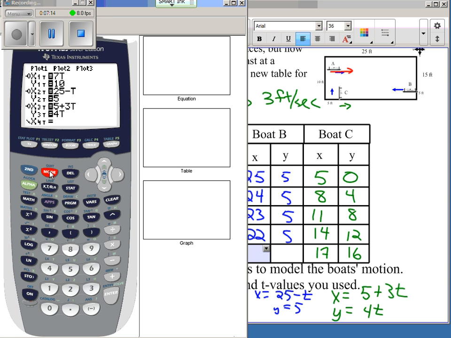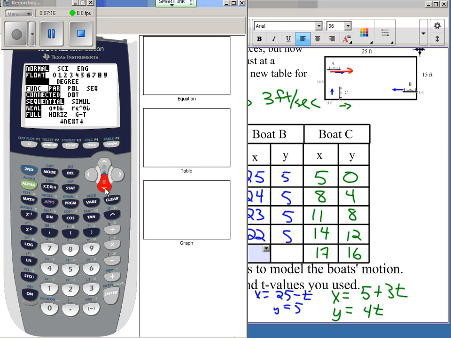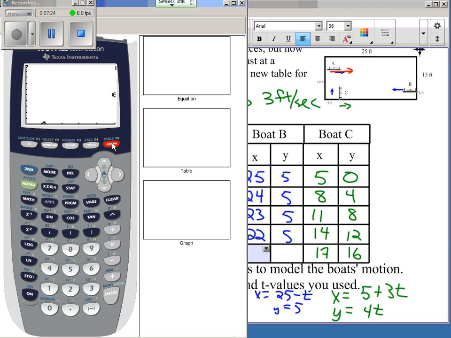And I also need to be in simultaneous mode, otherwise they'll go one at a time. But if we go to mode and we go down to simultaneous, boom, when I hit graph, there go my boats. Oops. I must have put boat A way too high. Oh, it's a total of 15 feet.